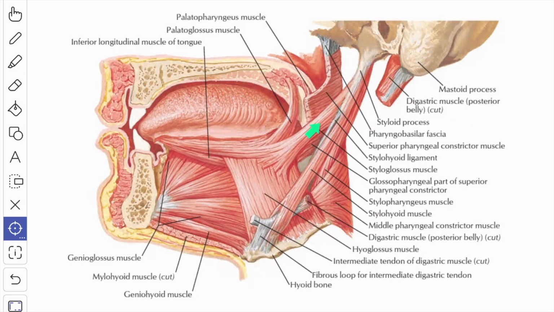The next muscle we'll see is the styloglossus muscle. So this is the styloglossus muscle. The muscle arises from the tip of the styloid process and from the stylomandibular ligament. It passes downward and forward and is inserted to the sides of the tongue. The oblique fibers interdigitate with the hyoglossus muscle, and the longitudinal fibers are continuous with the inferior longitudinal muscles of the tongue.